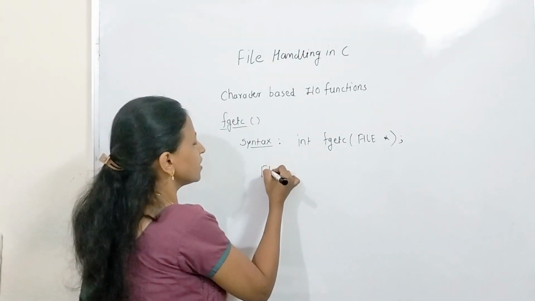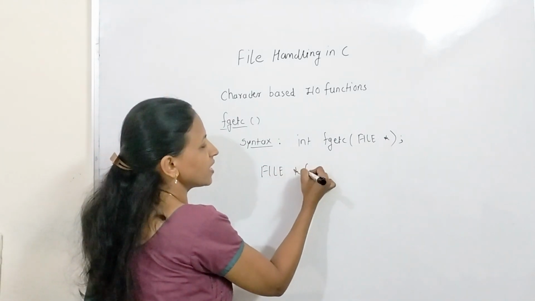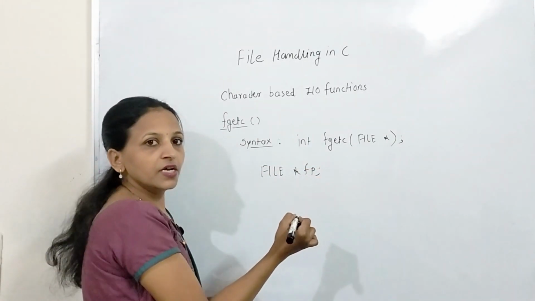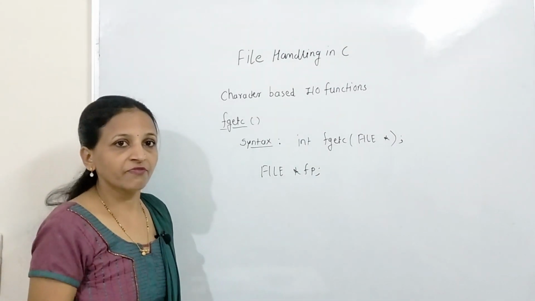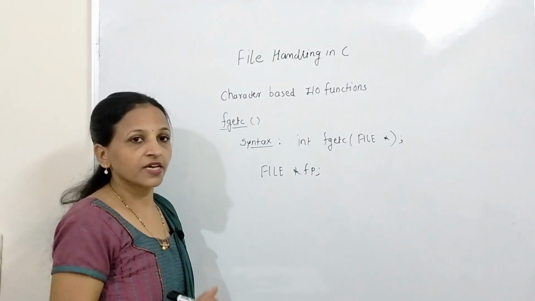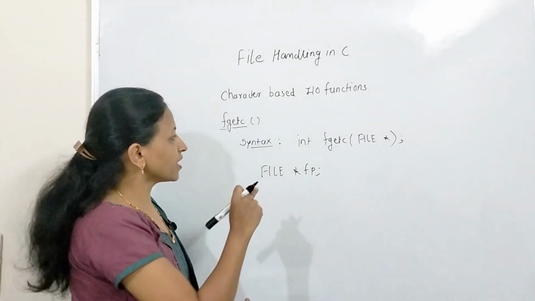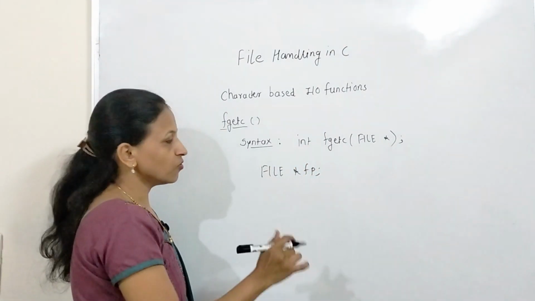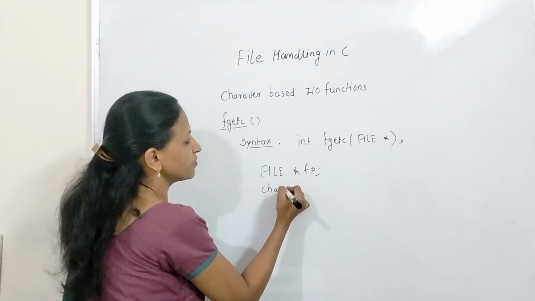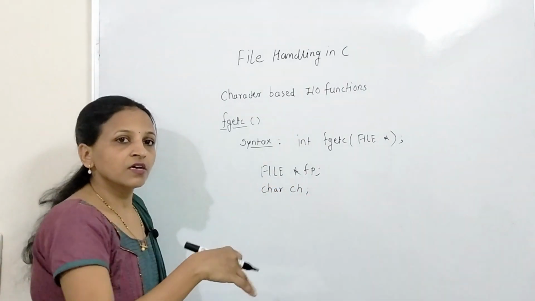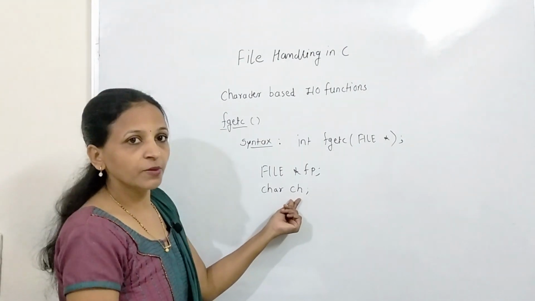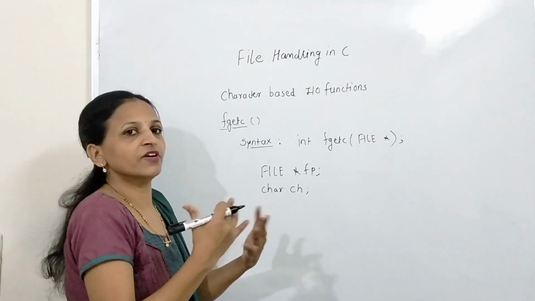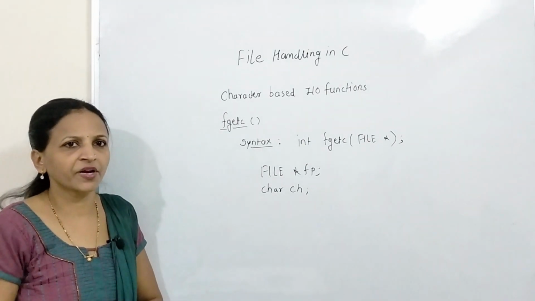For example, how to use this fgetc function. Let's say we have declared one file pointer, FILE star fp. Now here we have to open one file, let's say abc.txt. From that file I want to read some contents, character by character. Then I can use the fgetc function. For that we have to declare one character first. Why? Because whatever character is read from that file should be stored somewhere, and that will be stored inside ch, and then we will display that character with the help of printf.